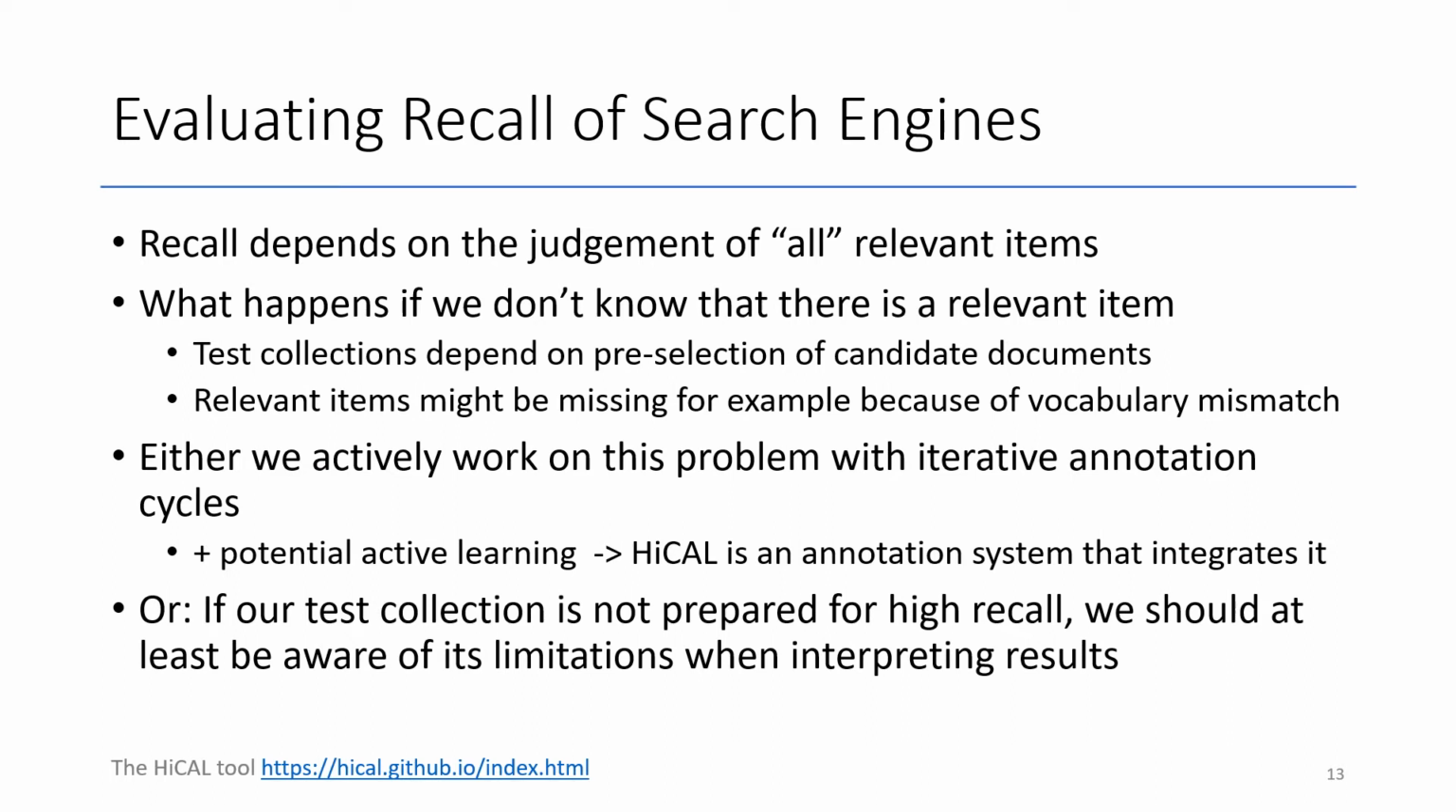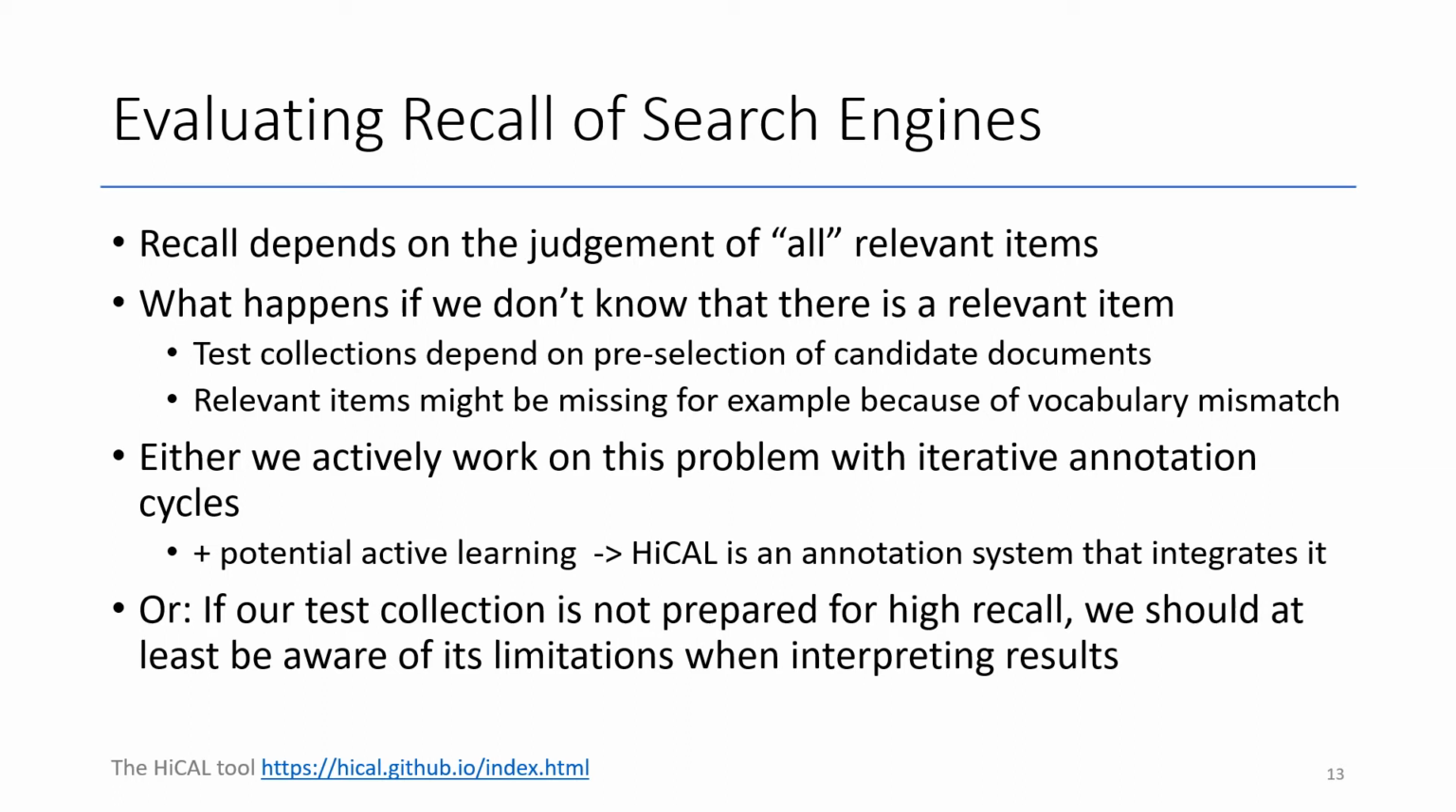And this brings us to an interesting question. If we have recall, which depends on the judgments of all relevant items, we don't know if there is another relevant item out there. So if a test collection depends on the pre-selection of candidate documents, relevant items might be missing from that pre-selection because, for example, of vocabulary mismatch. So if the document is relevant but does not contain the actual terms we search for.